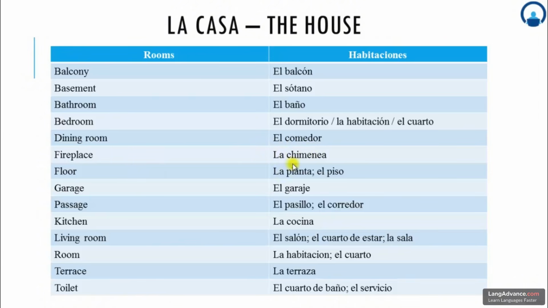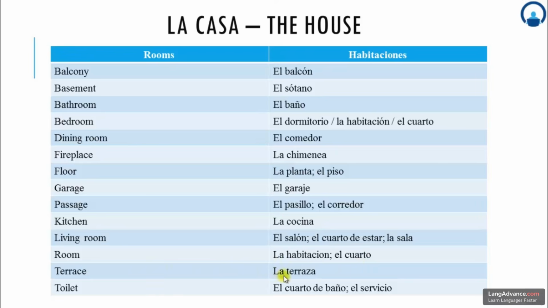Fireplace, la chimenea. Floor, la planta or el piso. Garage, el garaje. Passage, el pasillo or el corredor. Kitchen, la cocina. Living room, el salón, el cuarto de estar or la sala. Room, la habitación or el cuarto.